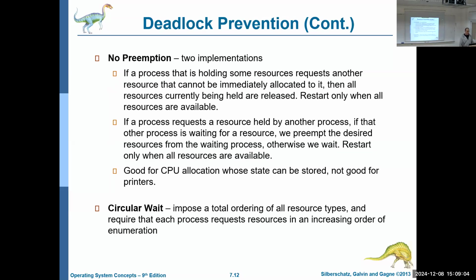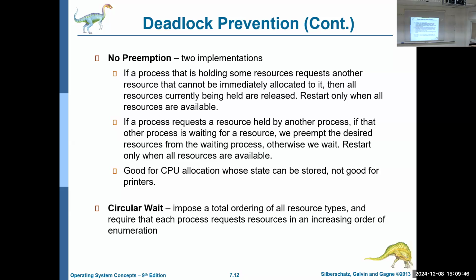No preemption. So we could have preemptions. We could just say, let's preempt. There's a couple ways, I wrote two here, two ways of implementing it. One, if a process is holding some resource, requests another resource that cannot be immediately allocated to it, then all the resources currently being held by it are released. And you restart only when all the resources are available. In other words, the minute you're waiting for something and you're holding resources, you terminate. You essentially terminate, because you drop everything, or you freeze. You could say you freeze, you drop everything, and then you wait until they're all available and then start up again and get them all.